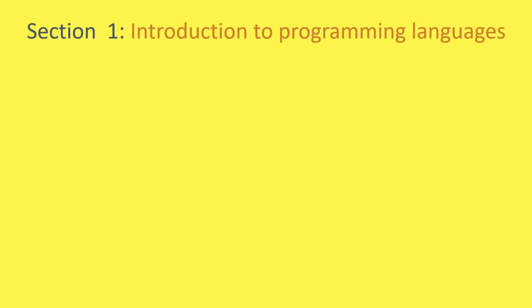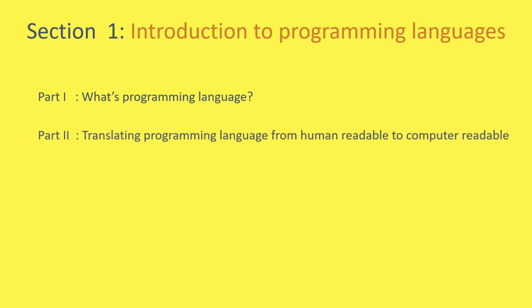This section can be considered as our entrance to the programming world, and since this course is for absolute beginners, we will first be introduced to some basic concepts around programming in general, where this introductory section will be in two parts. Part 1, which is this part, is what is a programming language. Then part 2 is translating programming language from human readable to computer readable. And for now, let's get started with part 1.